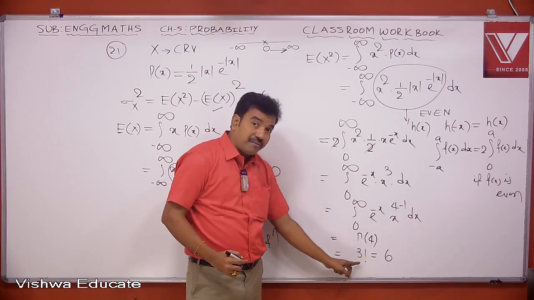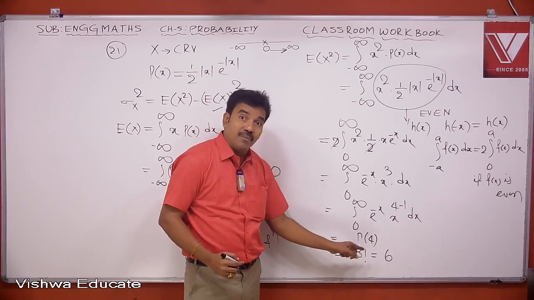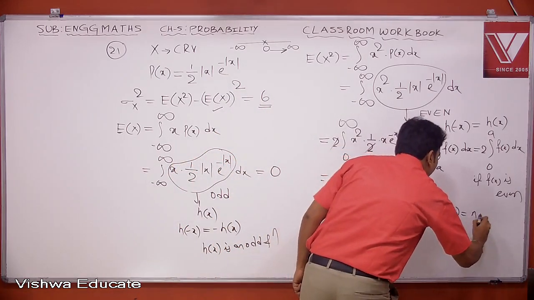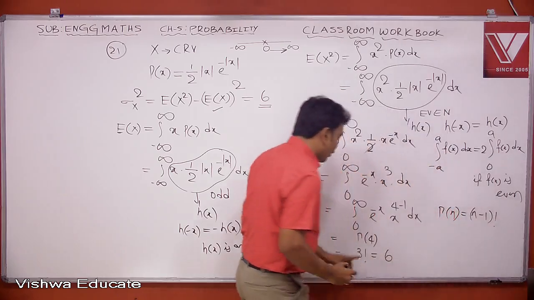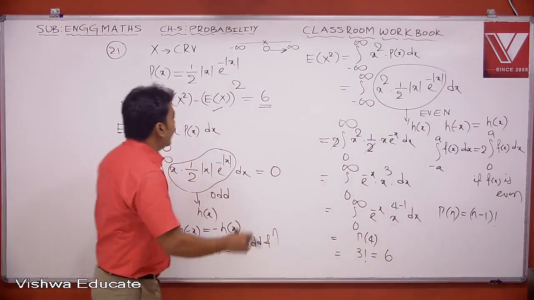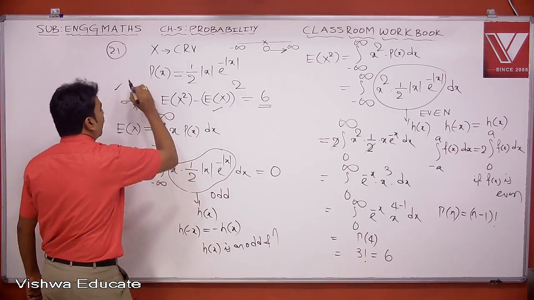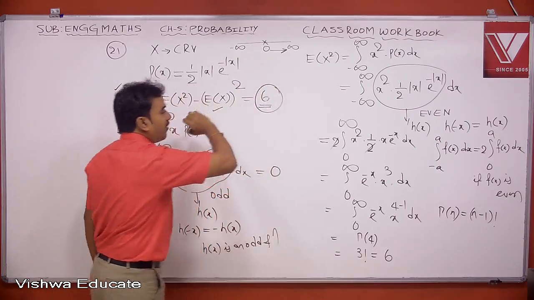Gamma of 4 is 3 factorial because gamma of n is n minus 1 factorial. So therefore, according to this, it will be 6. Anyhow, this mean value is 0, E of x square is 6. So the value of variance is 6. This is my final answer.